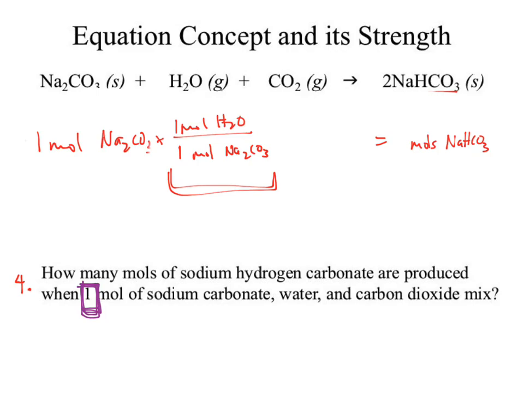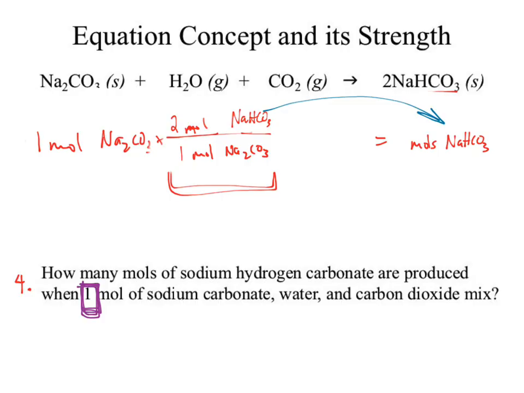What do I actually want in the numerator? I want sodium hydrogen carbonate. Why do I want that? So you can end with it? That's what I'm trying to end with. What numbers should now show up in that bottom conversion? 2 over 1. Why is it 2 over 1?